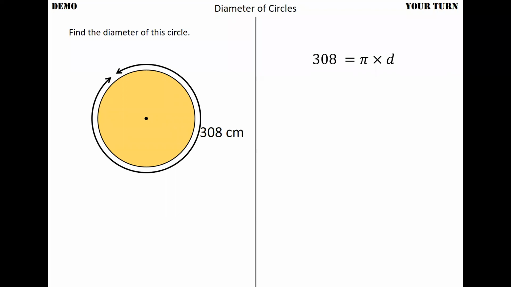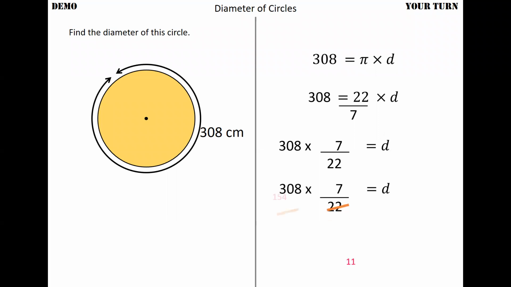Right. So 308 equals pi d. So how do we derive the answer? 22 over 7 into d. So what you do is you take the d and put it on the other side. So 308 multiplied by 7 over 22. Then 22 divided by 2 is 11, and 308 divided by 2 is 154. So 154 divided by 11 is 14, multiplied by 7. So 14 multiplied by 7, the answer is 98 centimeters.